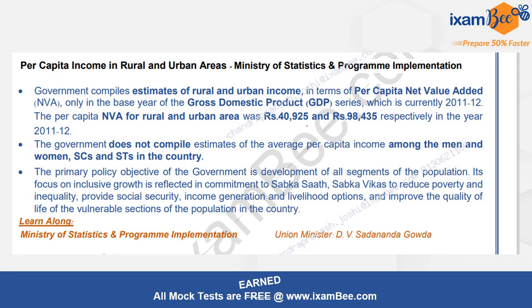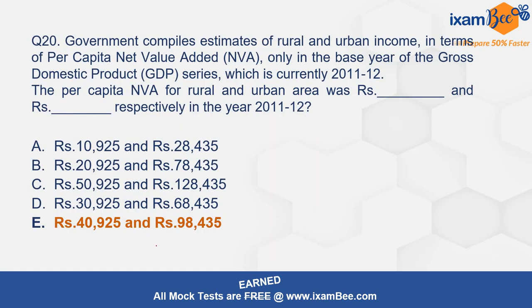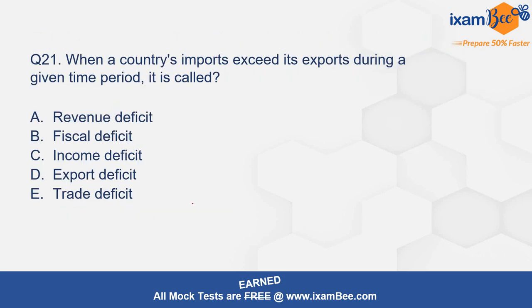So this is from BPDA, and very clearly you can see here for rural it is 40,925 rupees and for urban 98,435 rupees per annum per capita for the population. This does not compile estimates of the average per capita income among men and women, SC, ST, separately; it is not there, right? So you have to continue to study BPDA. This is the correct answer.